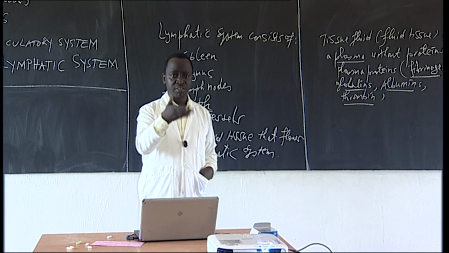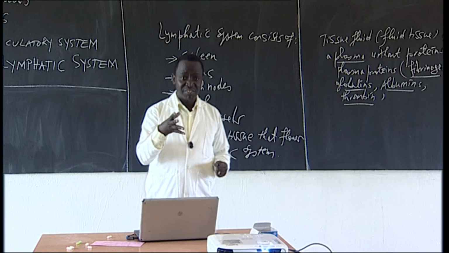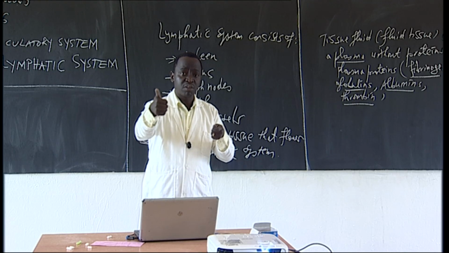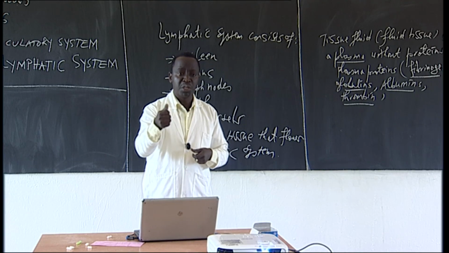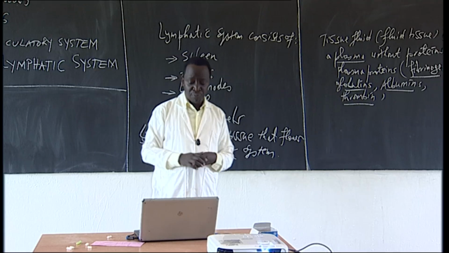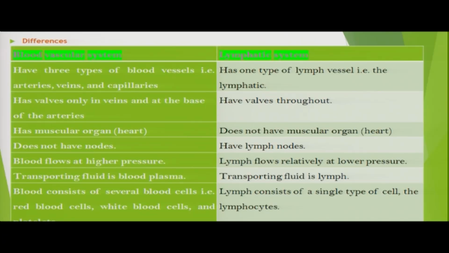So that's why we say both systems contain what? Vessels. They also both contain fluids. For example, the blood circulatory system contains a fluid called what? Blood, while the lymphatic system contains a fluid called lymph. They both have what? Valves. Now we can see the differences.